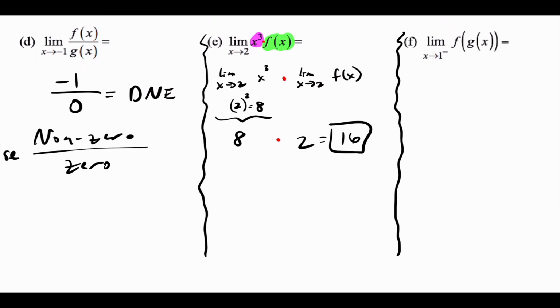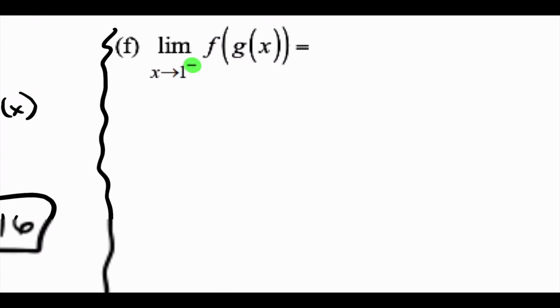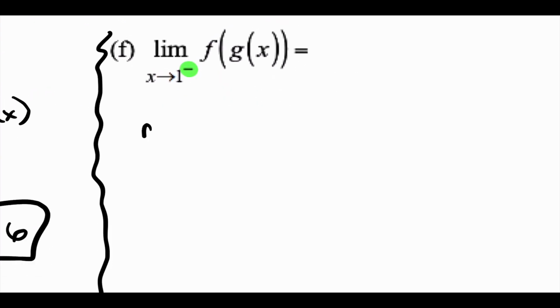Okay, so letter F. This one is a composition. We have g inside of f. What else is different about this one besides the g inside of f? We're only looking from the left side, from the negative side. The rule said to do the inside first. So the rule said f of the limit of the inside.